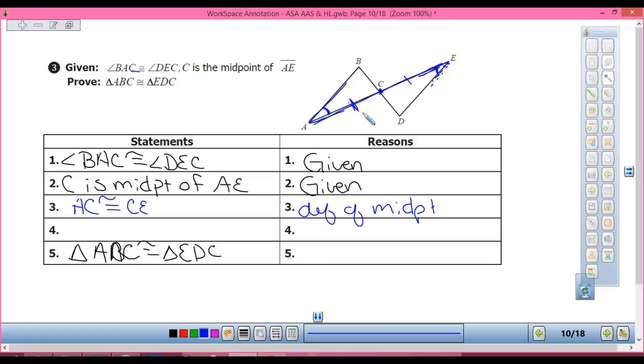Okay, so I have an angle and I have a side. Okay, so I either need another side, which I'm going to tell you we don't have another side right now, or I need another angle. Do I have another angle up there somewhere? What kind of angles do I have? Vertical angles. I have vertical angles. So this guy is going to be congruent to this guy. We just have to name it. Angle ACB is congruent to angle BCD, or ECD, either one. I heard ECD. And why are those congruent? Vertical angles we just read.